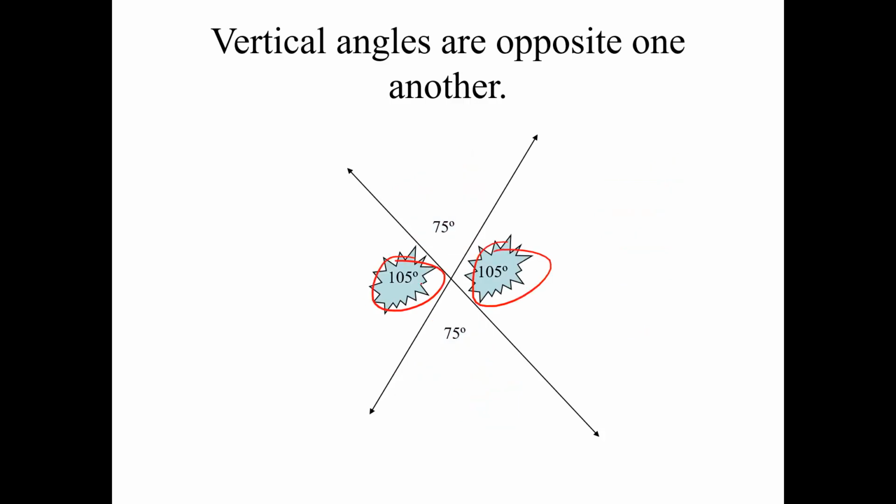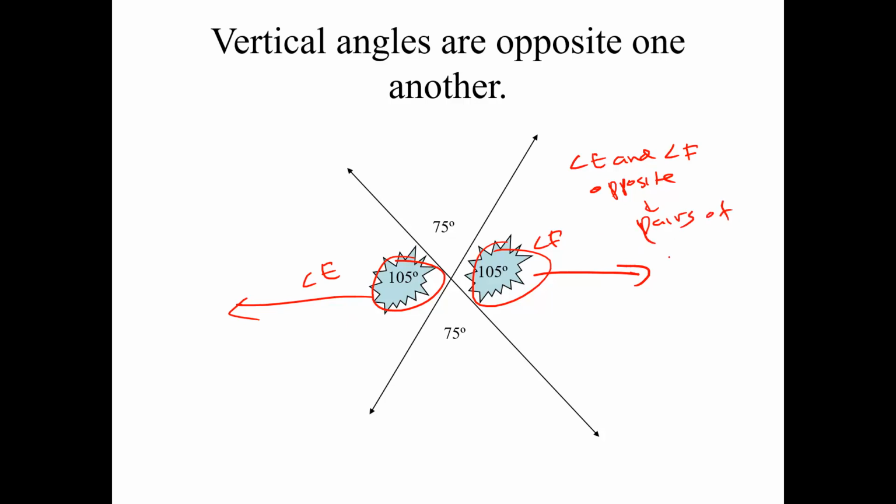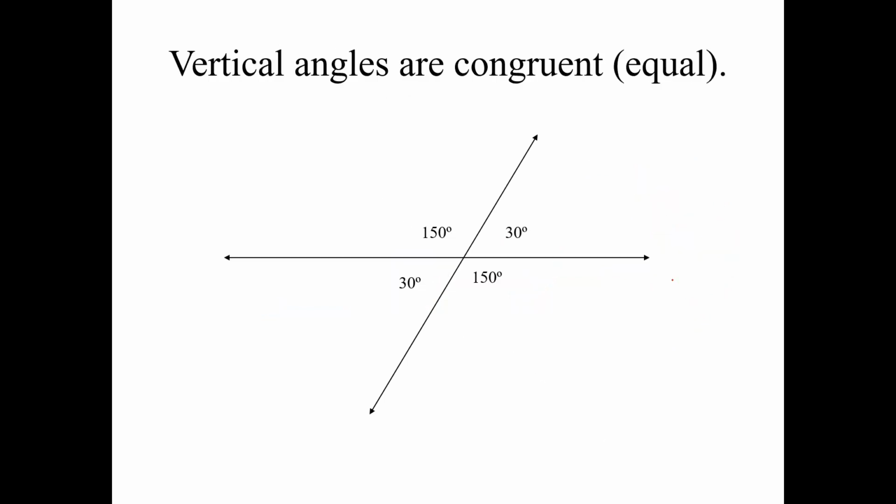So it's 105, right? Let's name that angle E and angle F, because they're opposite. This one is facing that way, this one facing that way, which means that they are pairs of vertical angles. Okay, the next thing you need to know is that if you see a pair of vertical angles, the measurements of the angles are equal, or we call it congruent.